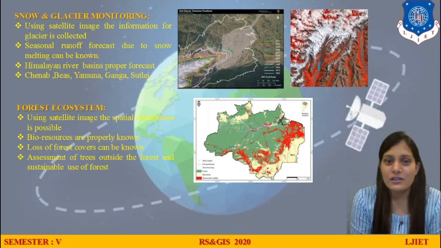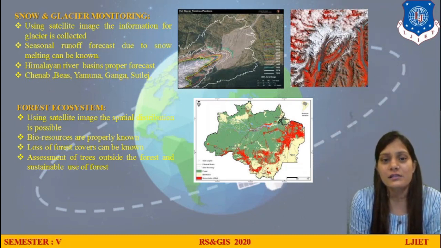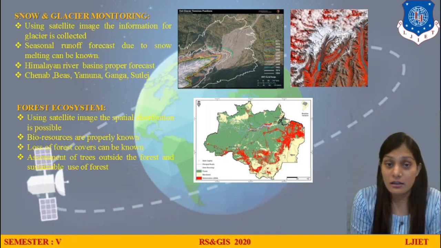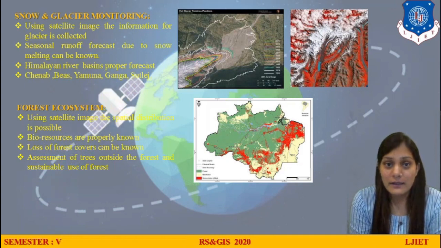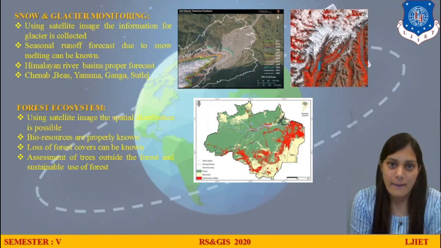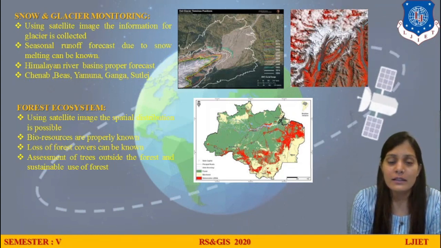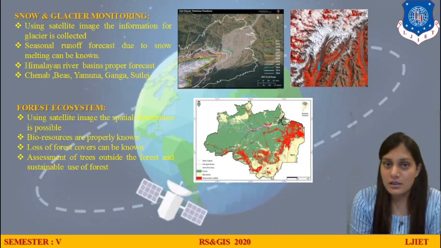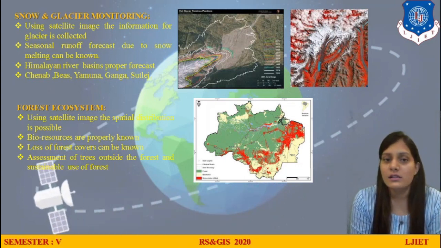Now the other application we are going to see is snow and glacier monitoring. Yes, the Himalaya region has many snow and glaciers. Surface runoff occurs in the summer seasons when snow melts, and that runoff should be properly maintained, or else it will affect our country and our cities, floods and everything can happen. So in the Himalayan region we need to monitor our glacier regions, and that is why it is very helpful.